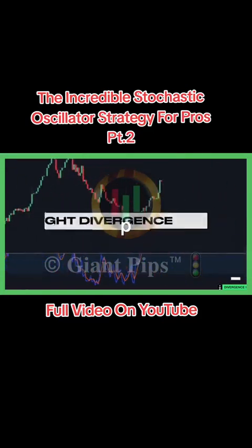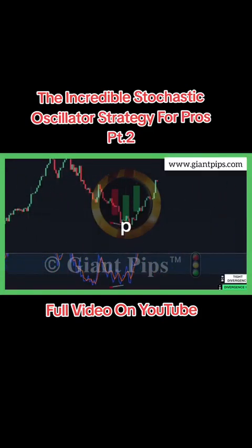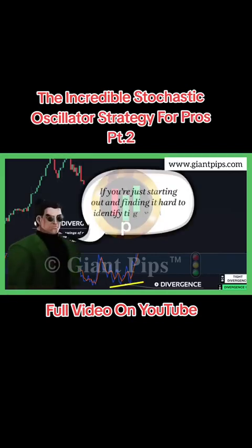So moving on to tight divergence. This here is tight divergence because the swings of price are very close together and can be harder to identify to the untrained eye. If you're just starting out and finding it hard to identify tight divergence, convert your candlestick chart to a line chart.